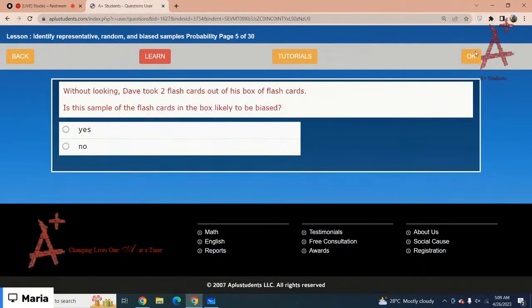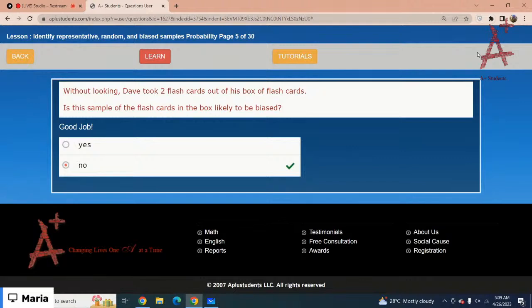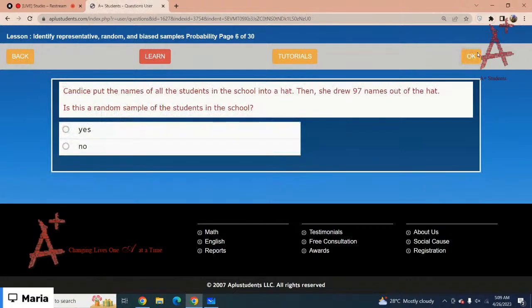Okay, without looking, Dave took two flashcards out of the box of flashcards. Is the sample of the flashcards in the box likely to be biased? No, not biased. Got it? Because in a biased sample, some people or items are more likely to be chosen than others. So this would not be the biased data.